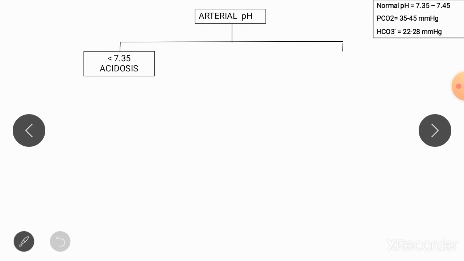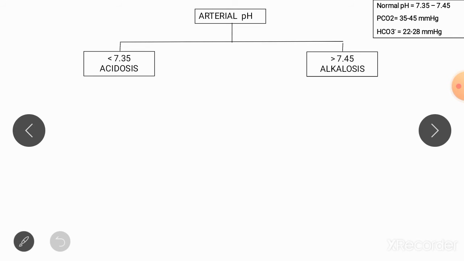suffering from acidosis. But if the pH which is given to you is greater than 7.45, you are going to immediately understand that this person is suffering from alkalosis. So half of your work is done. But what kind of acidosis or alkalosis is that person suffering from? For that, you have to determine the values of the partial pressure of carbon dioxide and the values of bicarb ions. So let us first take the scenario of acidosis.